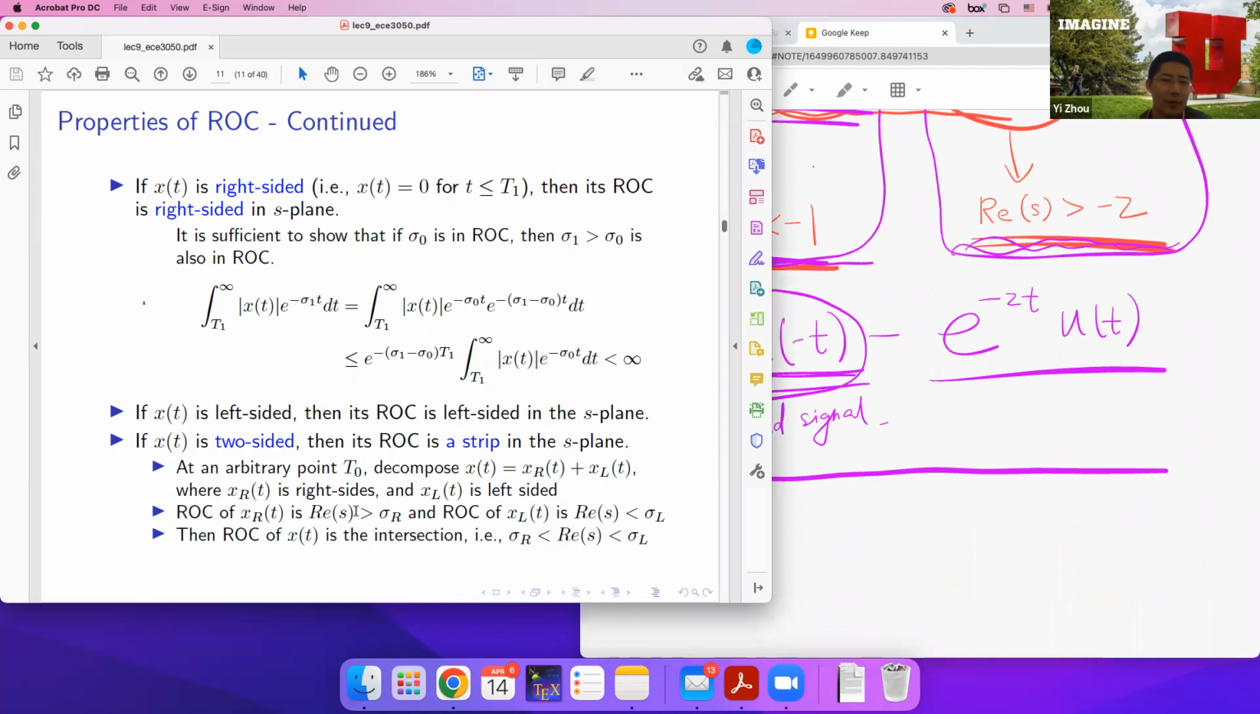So to summarize, the side of the signal will be determined by the type of the ROC. If the ROC is right-sided, the signal is right-sided, and vice versa.